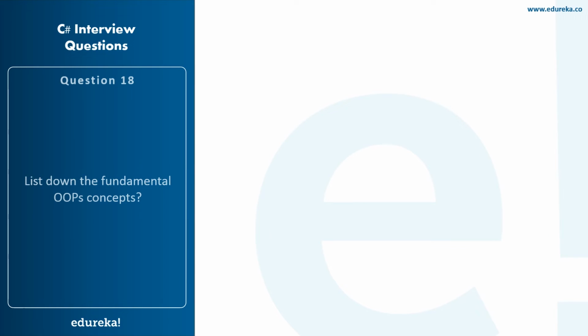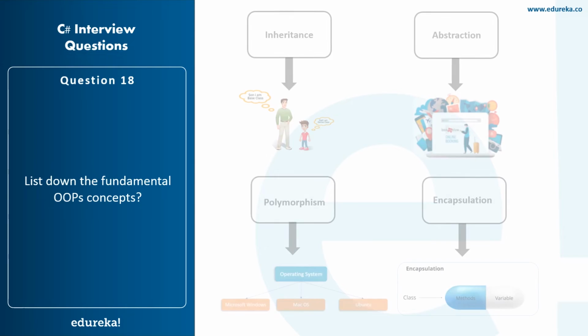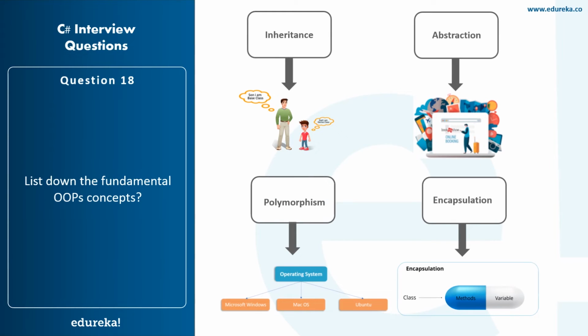I'll move on to the next question, which is list down the fundamental OOP concepts. Well, there are four fundamental OOP concepts, guys, which you must already know if you're familiar with other programming languages: inheritance, abstraction, polymorphism, and encapsulation. I have explained each of these fundamental OOP concepts with examples.